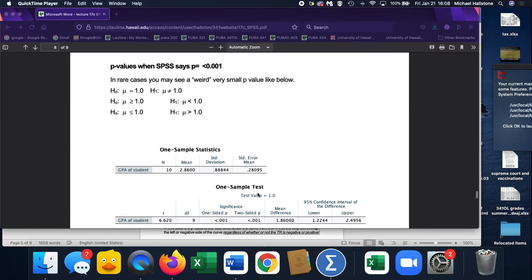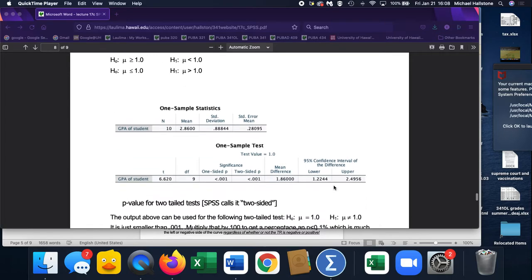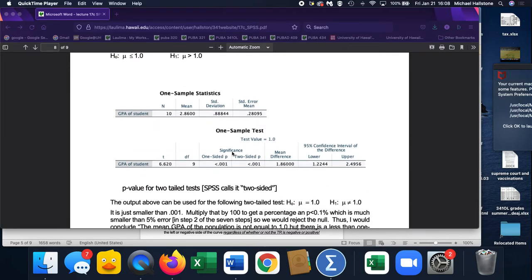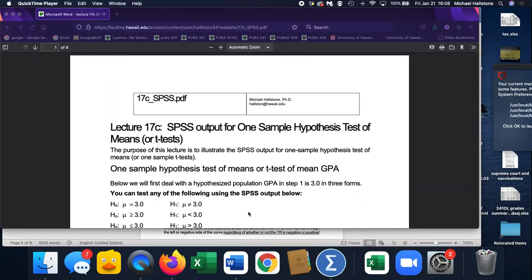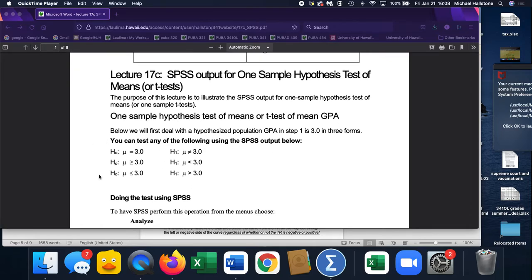So I show you in this video all of the possible p-values you can get, meaning one-sided, two-sided, and then for one-tailed and two-tailed tests, as you see above. This whole thing will show you how to do any of these. Remember, I changed it to 1.0 at one point. So that is how you figure out p-values.